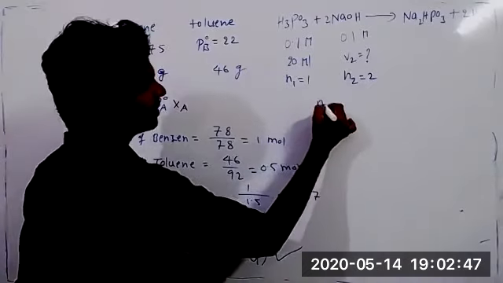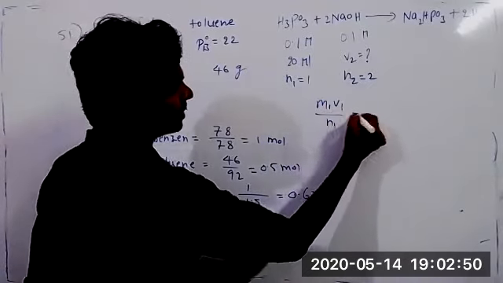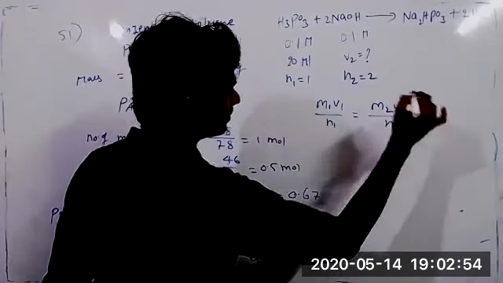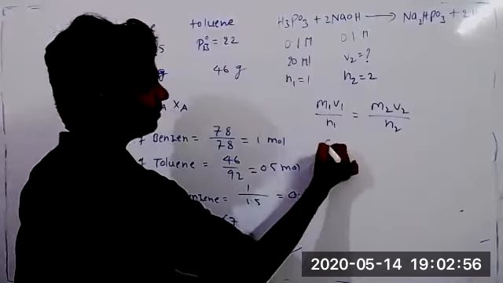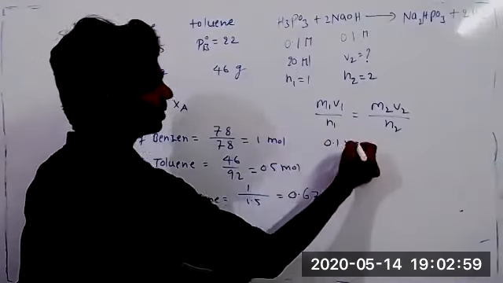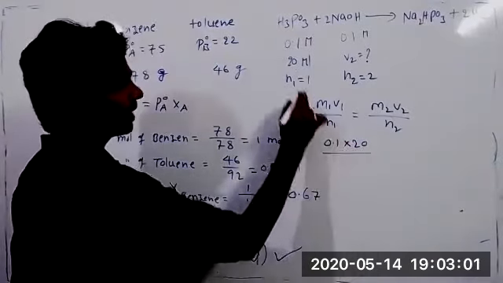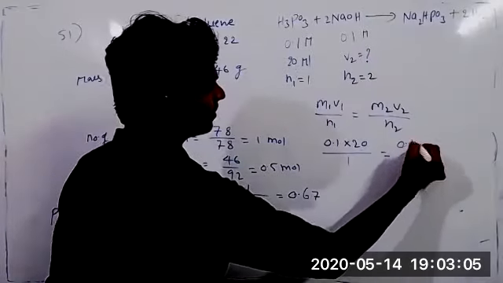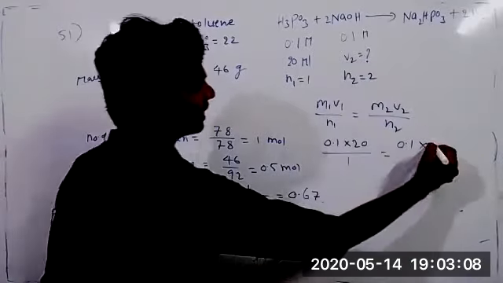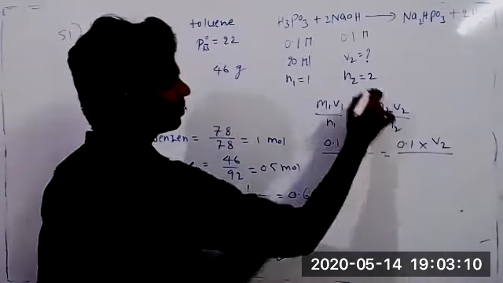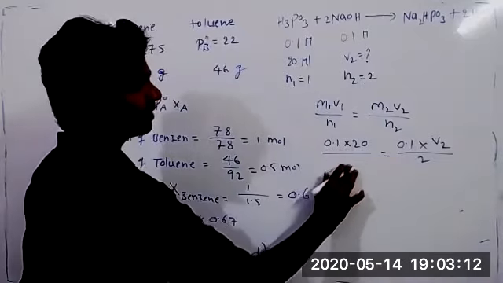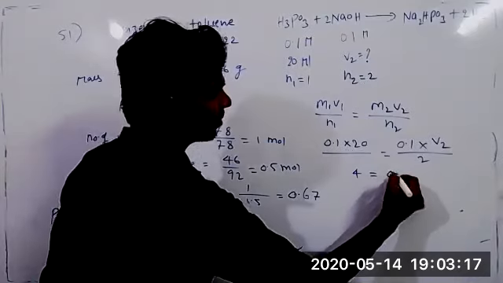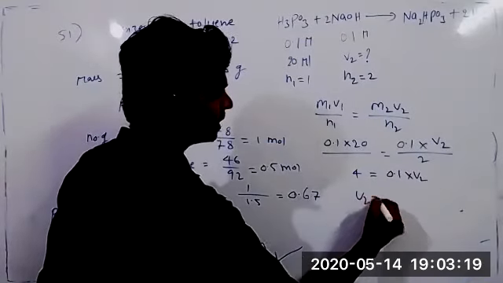We have the formula M1V1 by N1 is equal to M2V2 by N2. M1 is 0.1 M, V1 volume is 20 ml divided by N1, which is only 1, equal to M2 0.1 M, V2 volume we have to calculate, N2 is 2. This value is 4. 0.1 into V2. So V2 is equal to 40 ml.